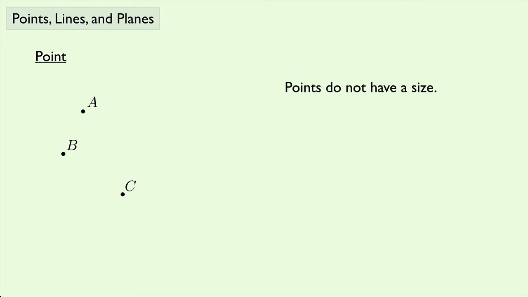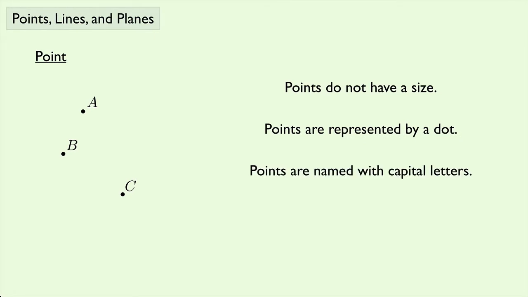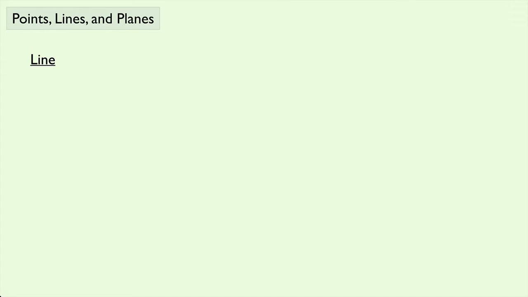And so you'll notice that points here, we're representing them as dots, but they actually do not have a size. So even though I have a tiny little dot representing a point, that's really just a way of getting at the concept of a point. In reality, there's no size to the point. It's just convenient to label it as a dot. And points represented by dots also need names, and we name them with capital letters, like I did here with A, B, and C.